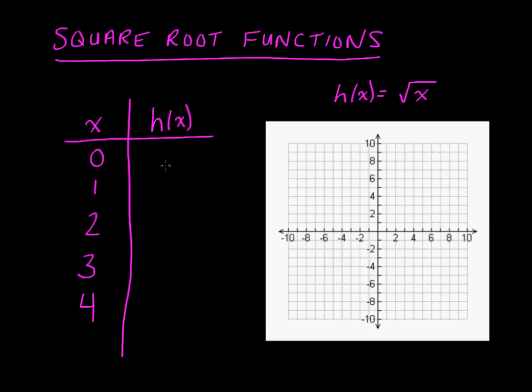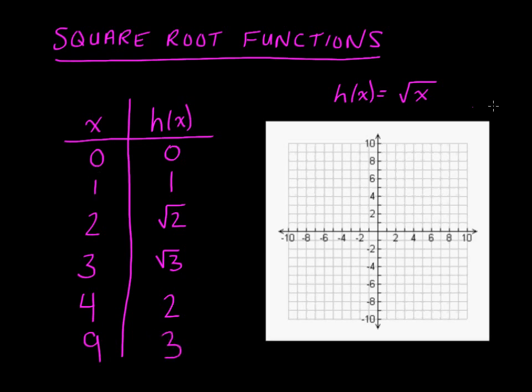The square root of 0 is 0. The square root of 1 is 1. The square root of 2 would be root 2. The square root of 3, root 3. Some of these numbers aren't looking too nice. The square root of 4 is 2. Okay, so that one looks nice. The next x value that would have a nice square root number would be an x value of 9, and that square root would be 3.